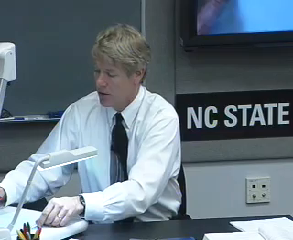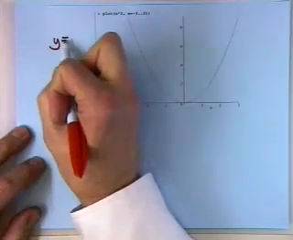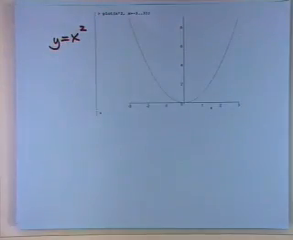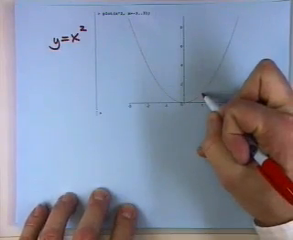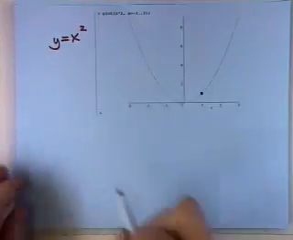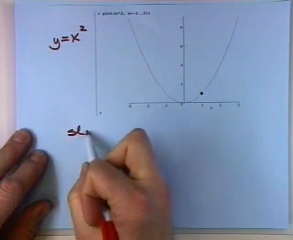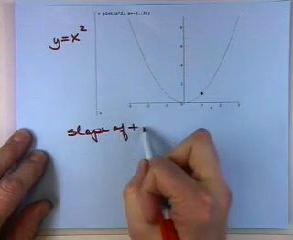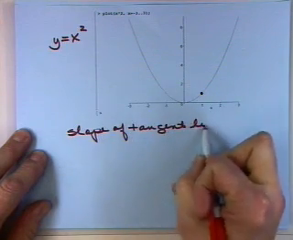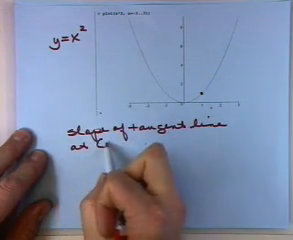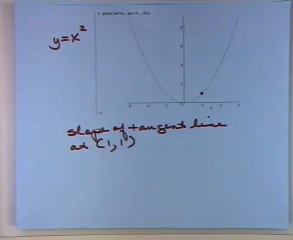Now I graphed this using Maple, so this is one of the things that we can use Maple for, is to plot points, not that we need it on something like y equals x squared. But I want to start with that example. Let's say that the goal is to find the slope of the tangent line at the point 1, 1.